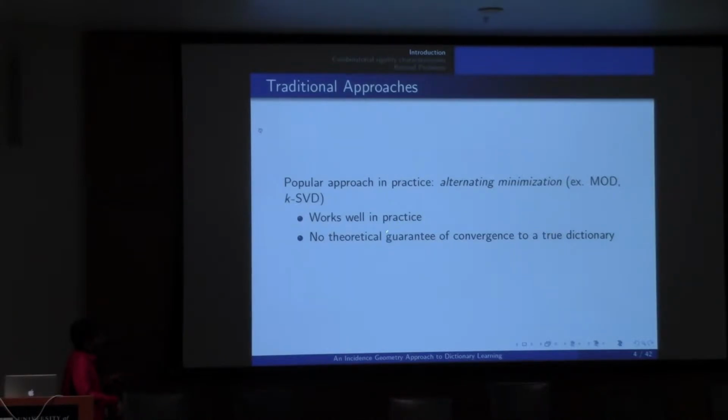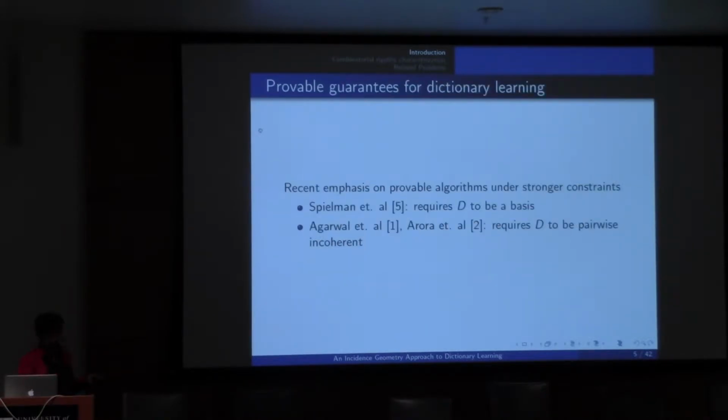And there are a couple of variants of that. But there is no known guarantee of convergence to any kind of true dictionary. Okay, so there's been recent emphasis on provable guarantees for machine learning in general. There's an entire workshop with that name because the number of provable guarantees for machine learning in general is very sparse.